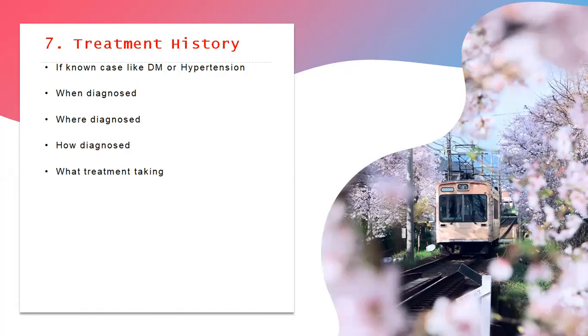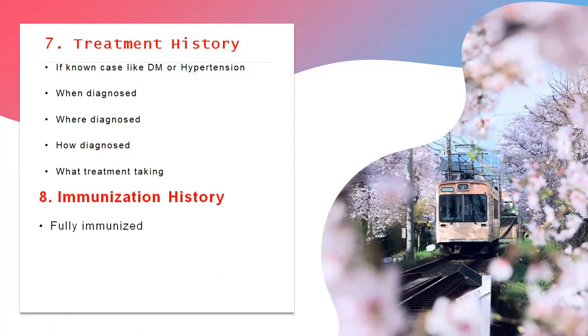First you need to find out when the patient was diagnosed, where he was diagnosed, and how he was diagnosed, and what treatment is prescribed, whether the patient is taking treatment or not, whether the patient is following follow-up or not, whether the patient is doing investigations regularly or not. These you need to record in case of treatment history.